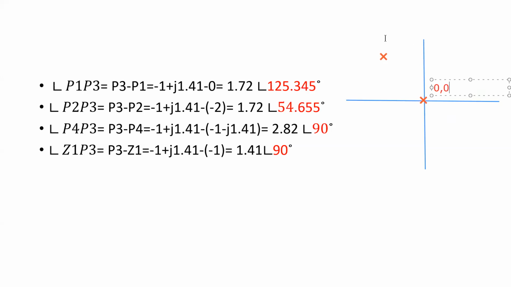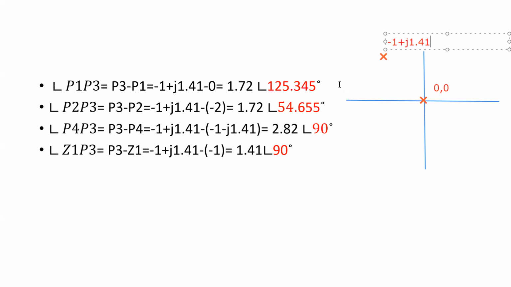What is the coordinate of this pole here? What is the value? It is nothing but -1 plus j 1.41. So now you'll have to subtract this from this value 0. Okay, so you will get a value, convert it into magnitude, that is the polar form, you'll get the angle.